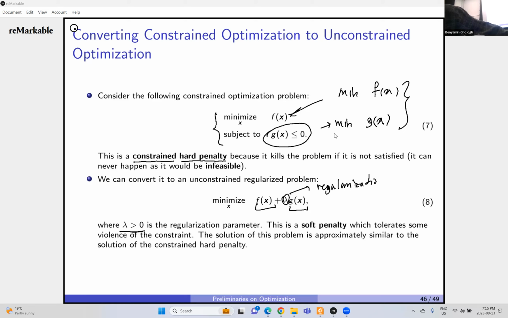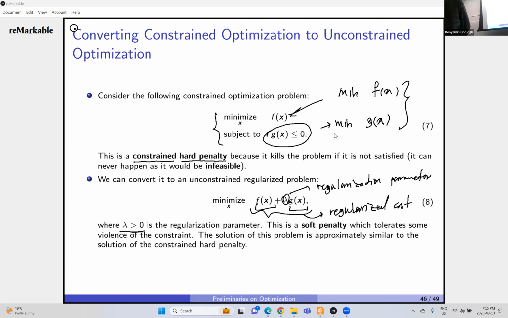Regularization parameter. What do we call this? We call it regularized cost. Have you heard of regularization in machine learning? They're doing one way to do regularization. Almost all of the regularization techniques in machine learning can be seen as a minimization of a regularized cost function. An example is weight decay in neural networks. So you have regularized cost.